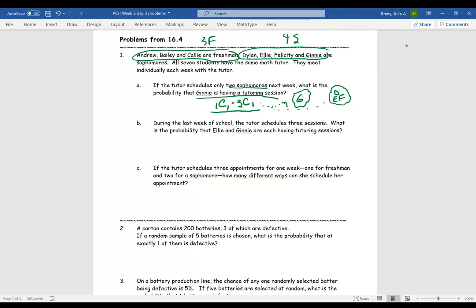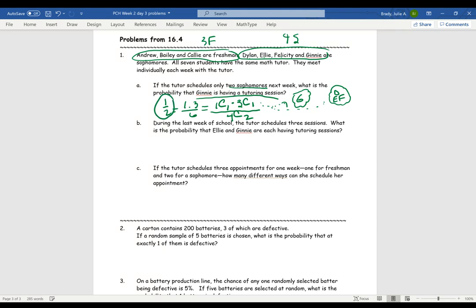If I didn't do any splitting, but I'm only picking sophomores, well, the tutor's only going to pick from those 4, and she's going to pick out 2 students. So that probability is 1 times 3 over 6, which is 1/2.